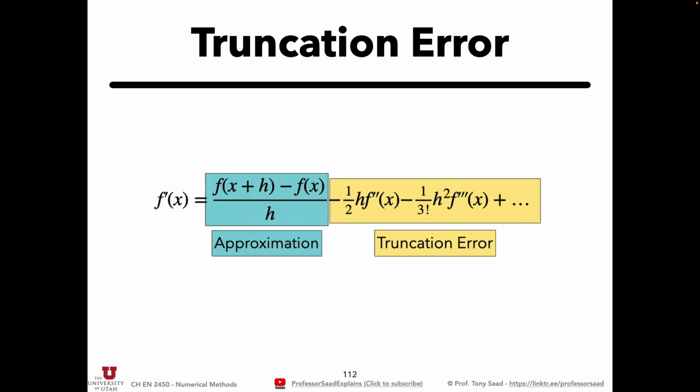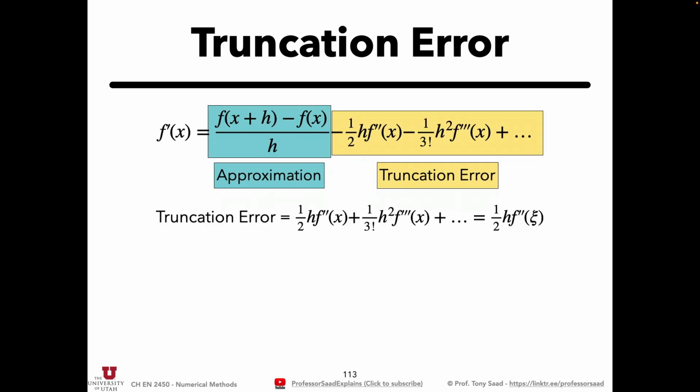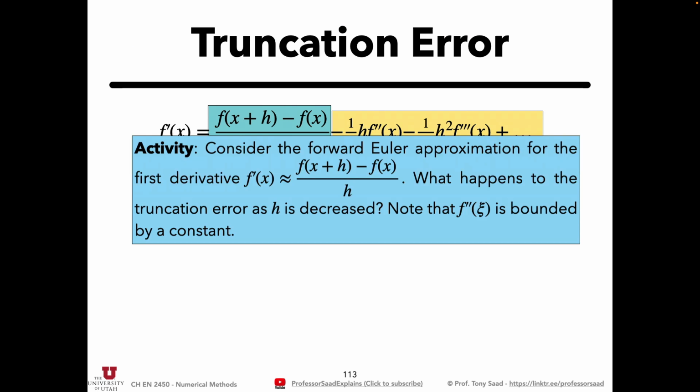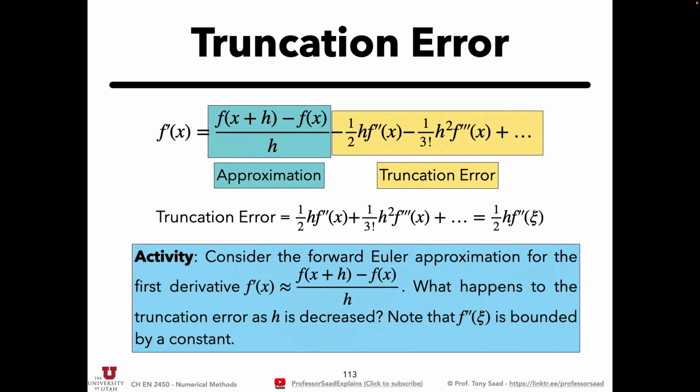Now, if you remember the rule for bounding, all of this truncation error, which has an infinite number of terms, is bounded from above by 1 over 2h times f double prime at some value c. Now, this f double prime of c is a fixed value. So here's the next activity we'll do together. What happens to the truncation error, this one, as h is decreased?